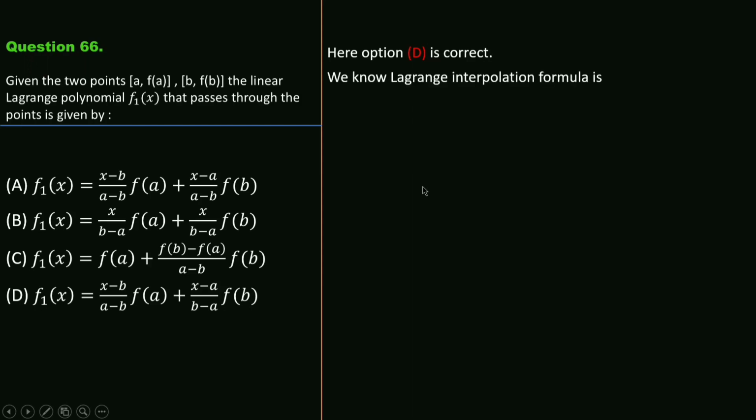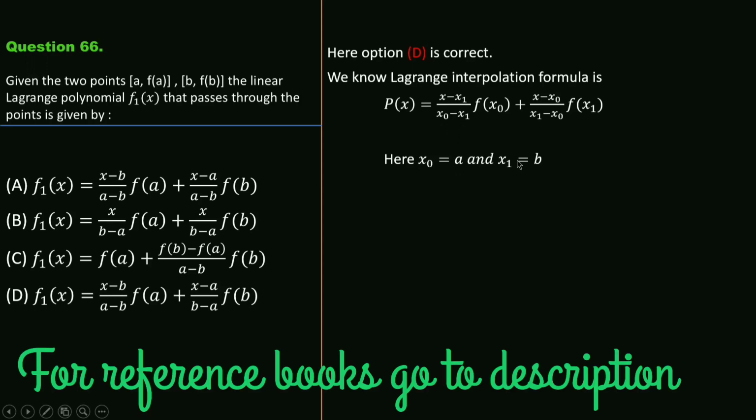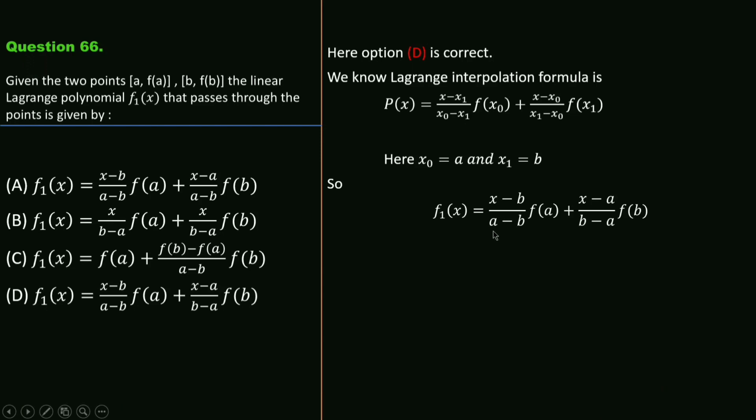We know the Lagrange interpolation formula is p(x) = (x - x1)/(x0 - x1) times f(x0) plus (x - x0)/(x1 - x0) times f(x1). Here observe that the x0 point is a and the x1 point is b. So in place of x0 we can write a and in place of x1 we can write b. So the formula gives us f1(x) equal to (x - b)/(a - b) times f(a) plus (x - a)/(b - a) times f(b).